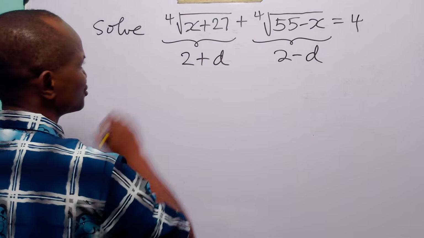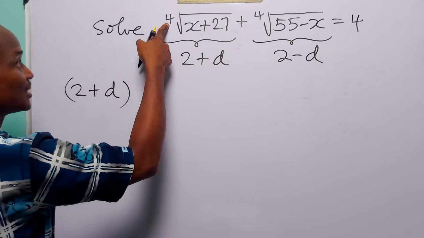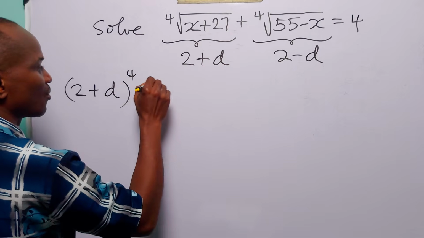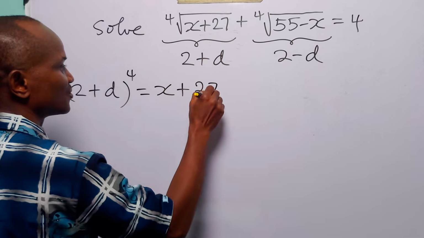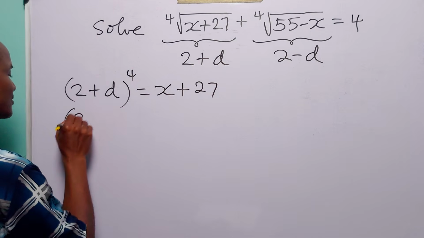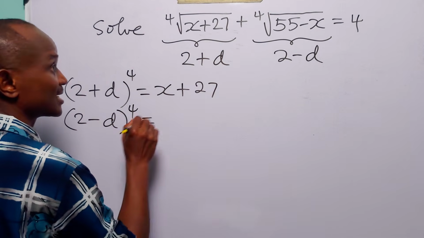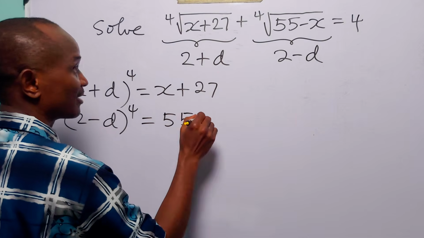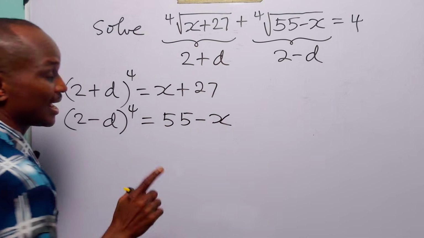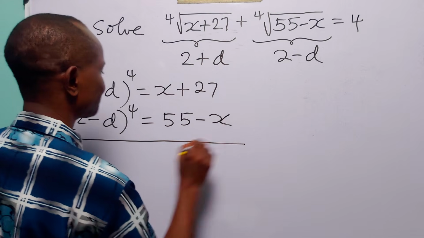Now, from this substitution, we have that 2 plus d to the power 4 is equal to x plus 27. And from this second substitution, we have that 2 minus d to the power 4 is equal to 55 minus x. Now, let us add these two equations.